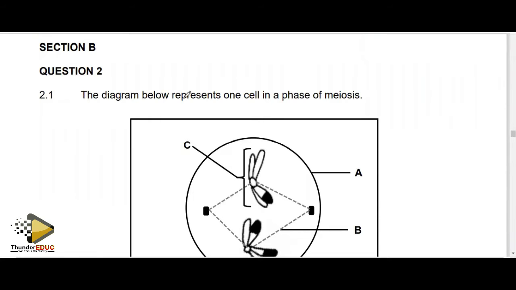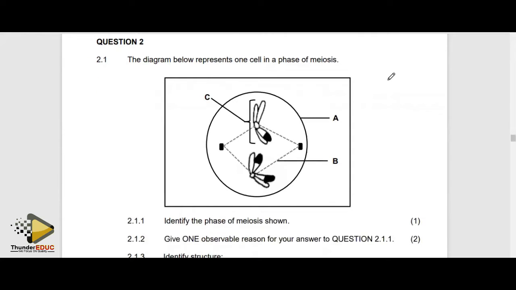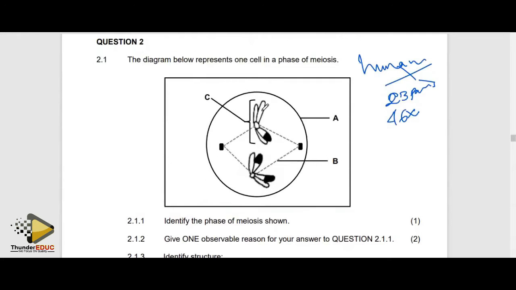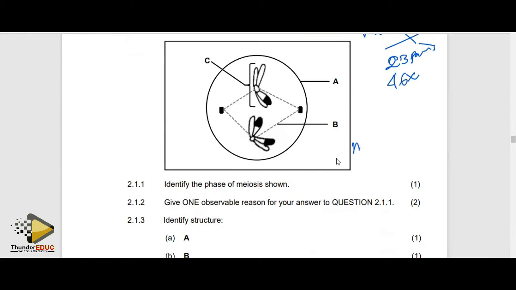Question 2, they are saying that the diagram below shows one cell in a phase of meiosis. They are not saying that this is a human cell. They have not talked about the word human, so you must not think about 23 pairs of chromosomes, please. Don't talk about 46 chromosomes, because they have not talked about human. Now they are saying identify the phase of meiosis. So they are along the equator, and because they're along the equator, the phase is going to be metaphase.